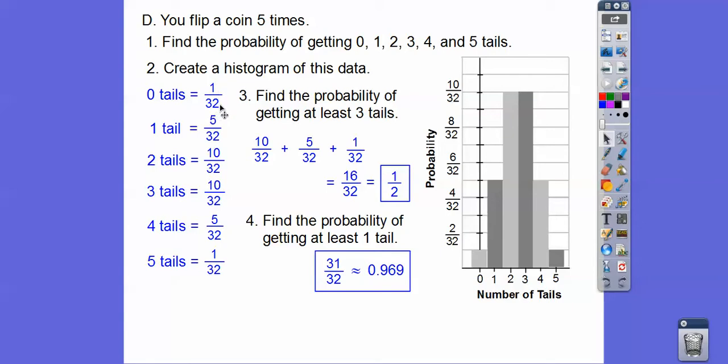0 tails right here. So the probability of getting at least 1 tail is going to be the opposite or the complement of getting 0 tails. So 1 minus that would give us 31 over 32. Okay, I don't know what the book would suggest if they want you to give you the fraction answer or the decimal answer or both. Doesn't matter, they're both pretty easy.